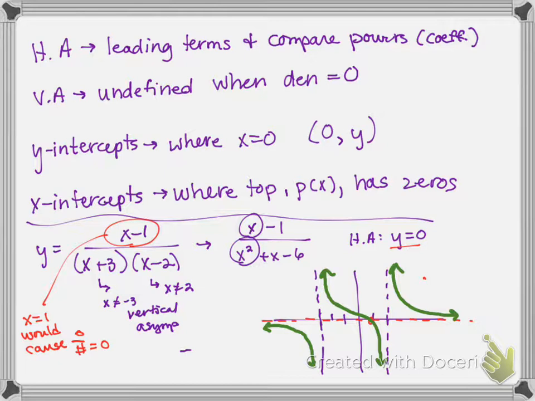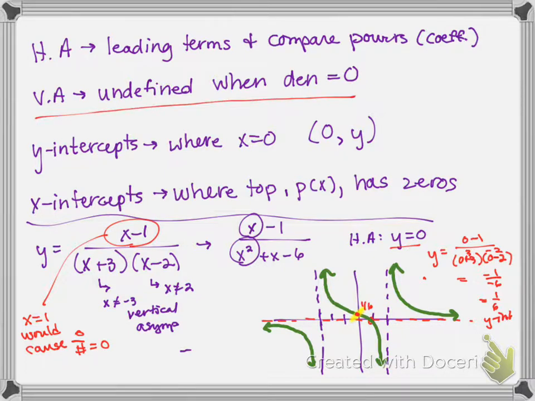And you can more specifically find this y-intercept if we plug in 0 for x everywhere. If we did that, it would be 0 minus 1 on the top, 0 plus 3, 0 minus 2 on the bottom, so -1 over, that's 3, that's -2, so 1/6. That would be your y-intercept. So right here would be a crossing at 1/6, and you could get the graph a little bit more detailed.